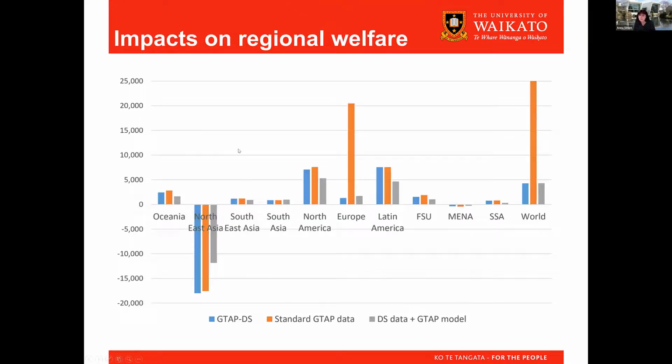If we turn to look at regional welfare results, the orange bars again are where we've got that wool problem. And the EU gets a lot of welfare out of the simulation, whereas once we get rid of the wool problem, the EU gains in welfare come right down to this blue bar.